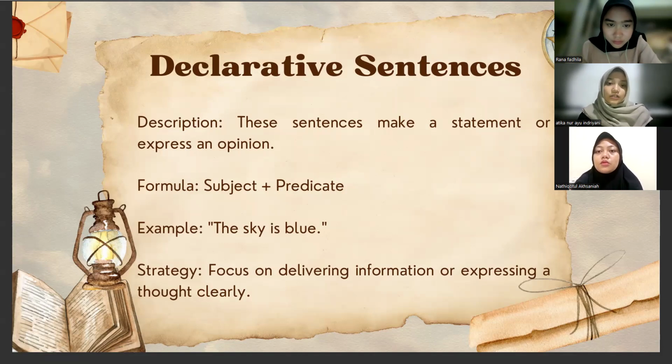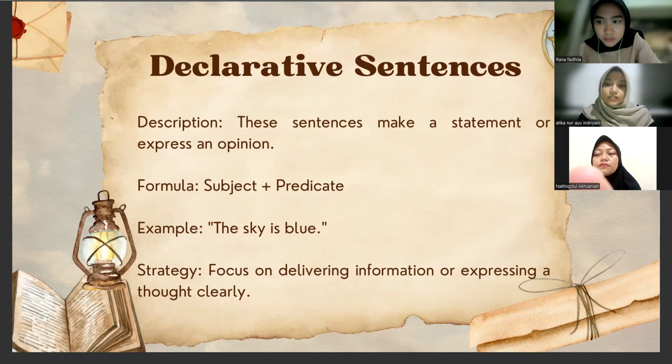Now, let's look at the structure or the formula of a declarative sentence. Generally, a declarative sentence consists of 2 main components. Number 1 is subject. This is who or what the sentence is about. Number 2 is predicate. This includes the verb and provides information about the subject. And last, but optional, is object, if applicable. This is what receives the action of the verb.